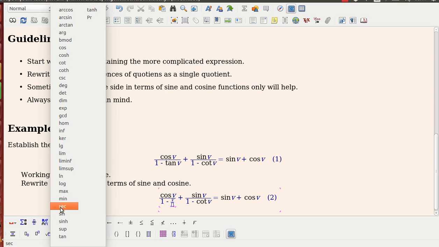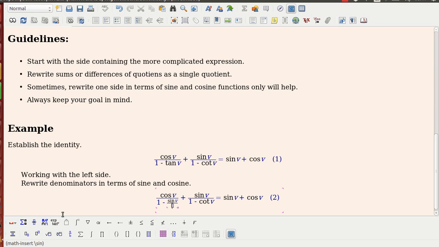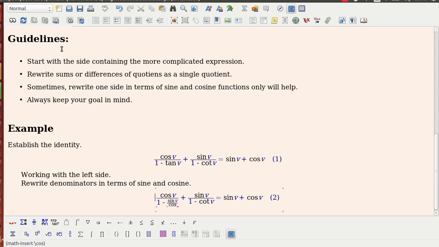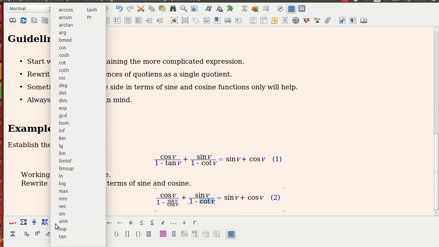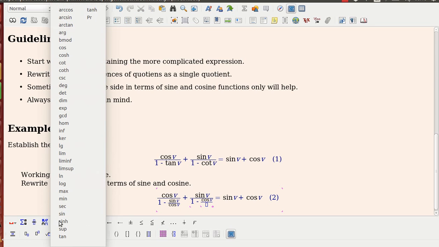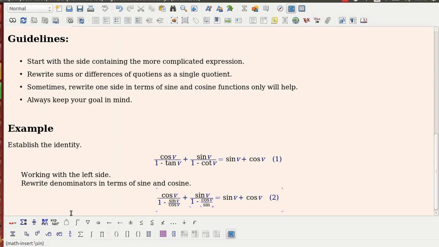sine over cosine of the angle, and let's transform cotangent in terms of cosine of the angle divided by sine of the angle.